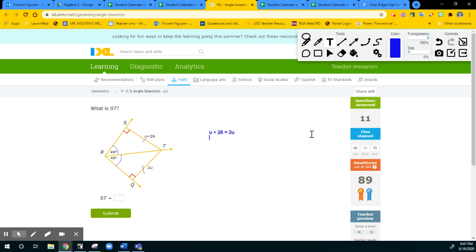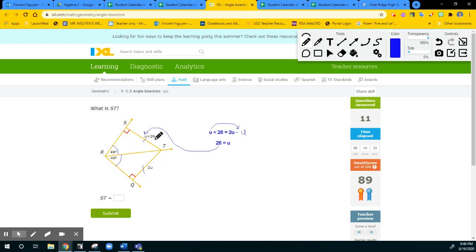And then of course to solve this we're going to move this u over here by subtracting it away, and we end up with 1u, right? Because 2u taken away 1u will give you 1u. So 26 would equal u. Oh, it's asking for ST, so I'm going to have to substitute this 26 in here.